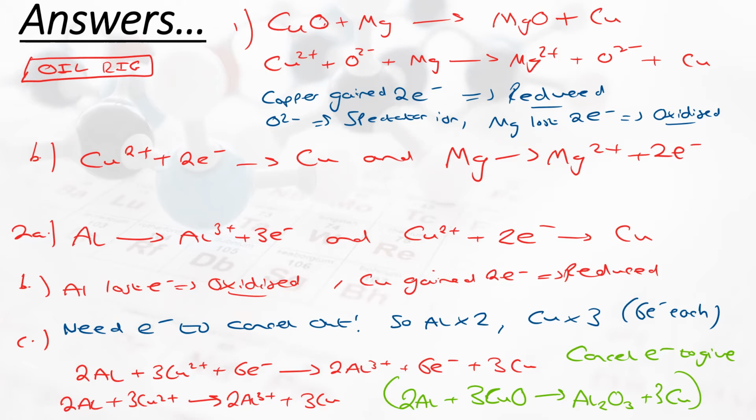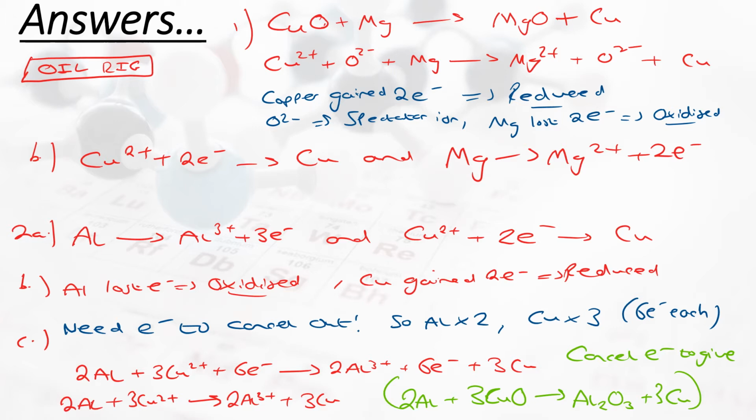So clearly our aluminium has gone from being neutral aluminium, elemental aluminium, to an aluminium 3+ ion, and therefore it has lost 3 electrons. If this is the case, then we say the aluminium has been oxidized. For our copper, we must have gained 2 electrons because we've started with copper oxide, copper 2+. We've ended up with elemental copper, and so the copper has gained 2 electrons to become the neutral copper, and so the copper has been reduced. So the aluminium has lost the electrons, oxidized; copper gained the electrons, reduced.